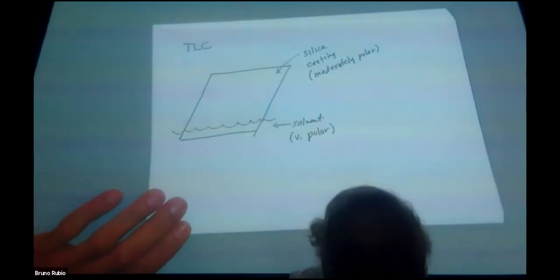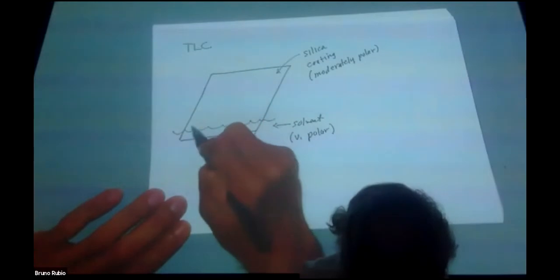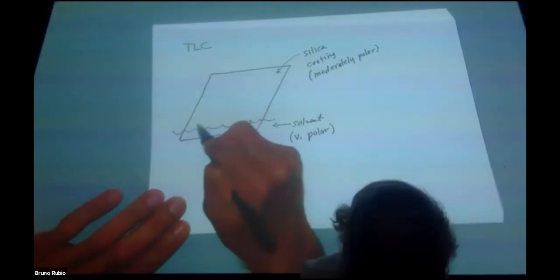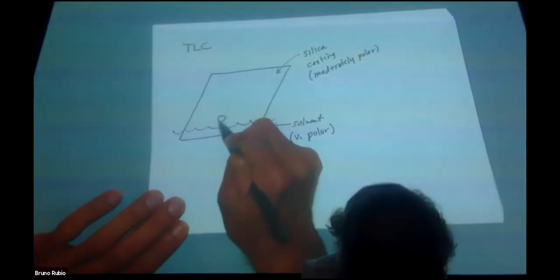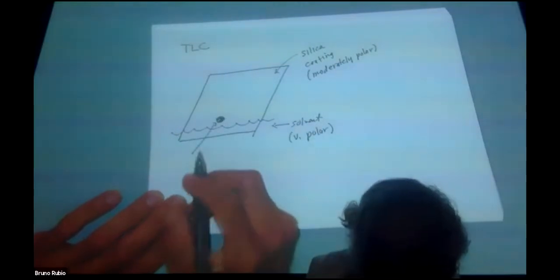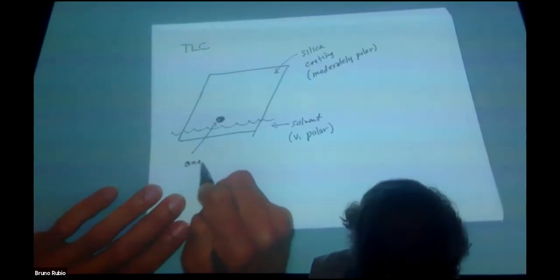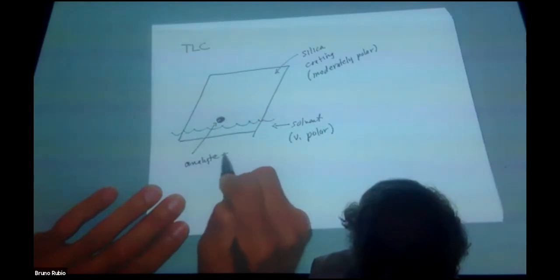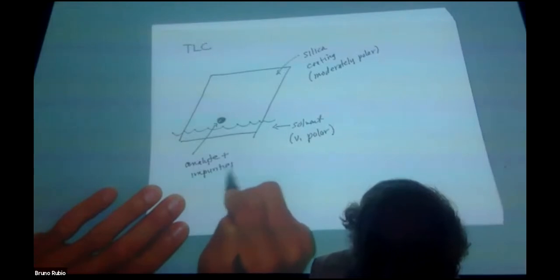Okay, now the substance that you're trying to purify or separate is applied to the plate, right? It's applied to the plate. This is the compound to be purified. This is called the analyte. Plus, there are impurities in here.